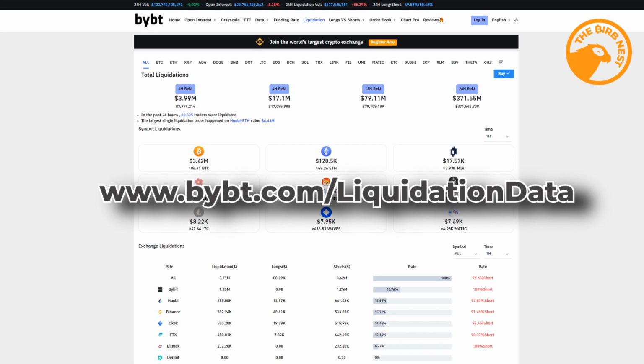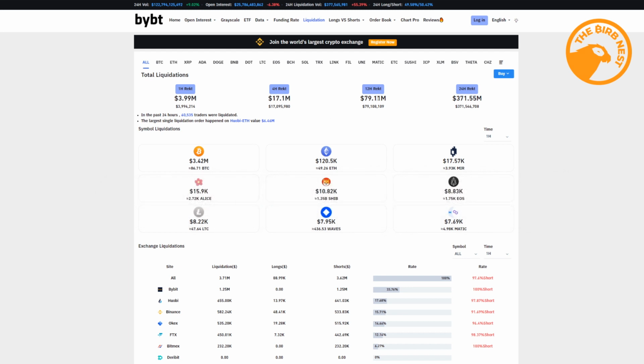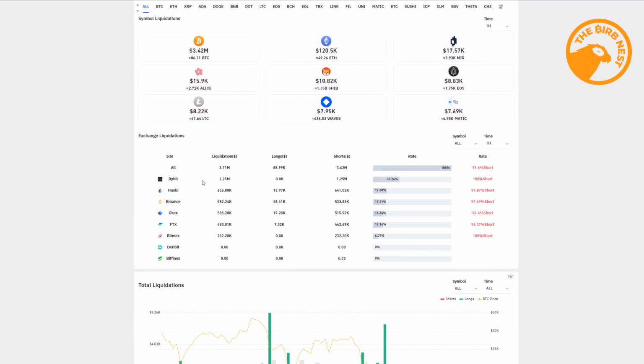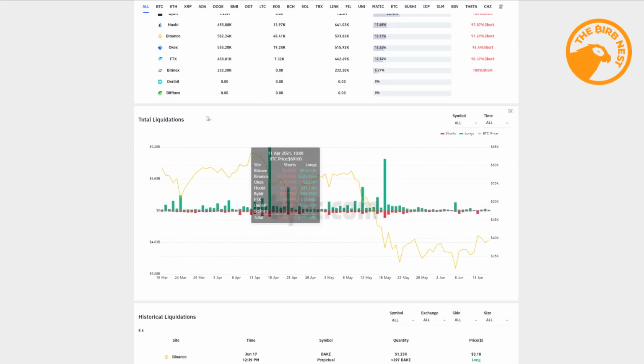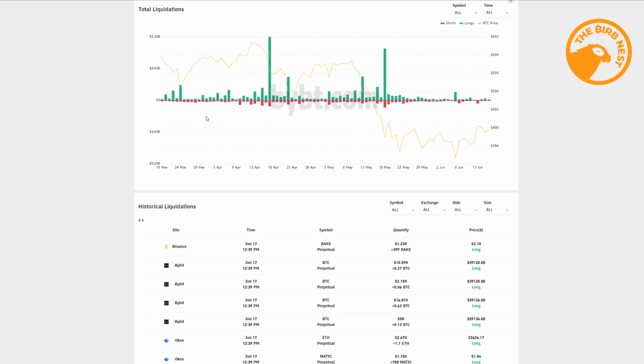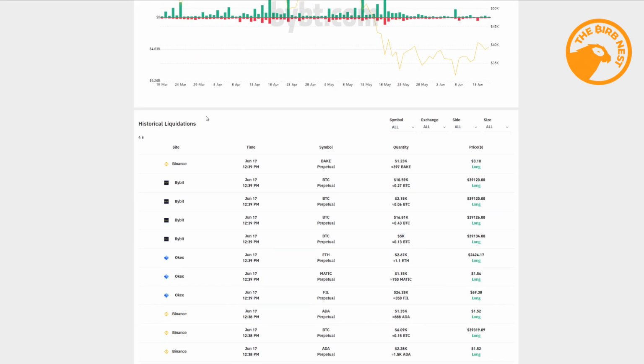BIPT shows you the total liquidations from the last 24 hours. It shows it for 1 hour, the 4 hour, the 12 hour, and the whole day. You can also view the symbol liquidations, so the total amount liquidated, and also the exchange liquidations, so per exchange. And then there are some charts about total liquidations, historical liquidations.